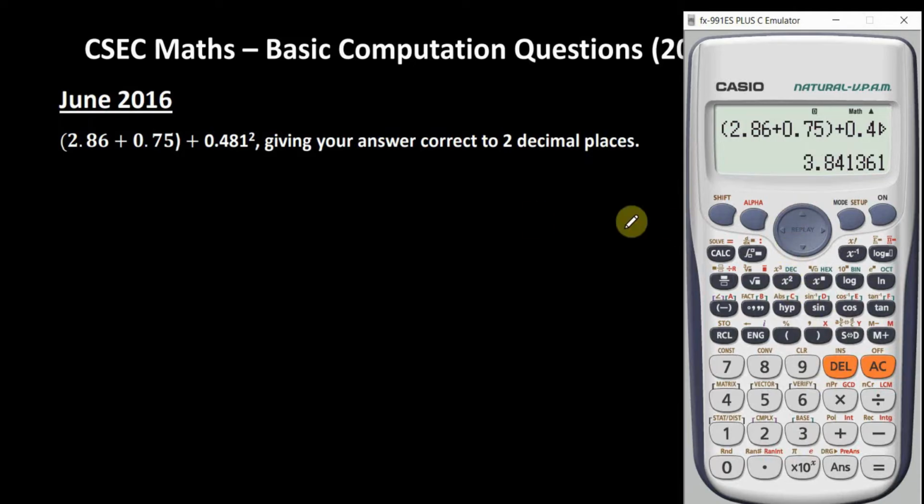And remember guys, they did ask us to give our answer correct to 2 decimal places, right? So we'll actually want to stop with where we have 2 digits to the right of the decimal point. So it's 3.84. We want to stop here.